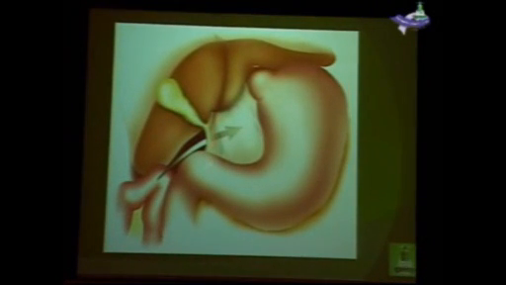This is the right border of the lesser sac. It starts here behind, reflecting the peritoneum over the pancreatic neck, and then the duodenum, and then it continues upward, forming the right border of the lesser sac where the hepatoduodenal ligament is, and behind that is the epiploic foramen.